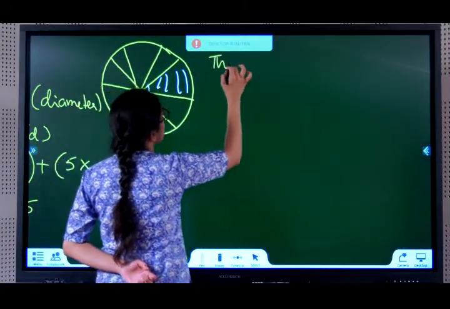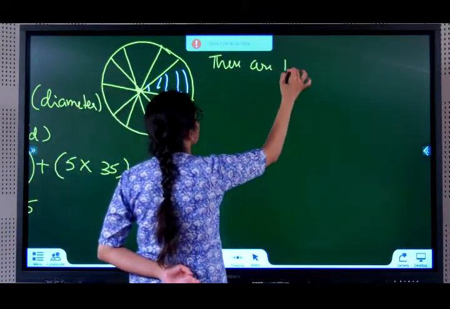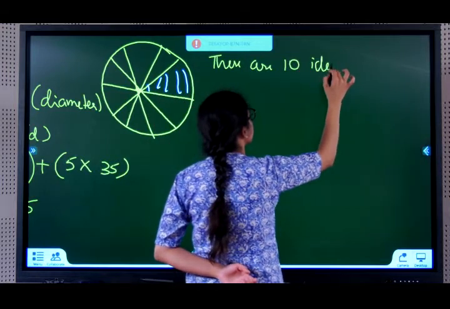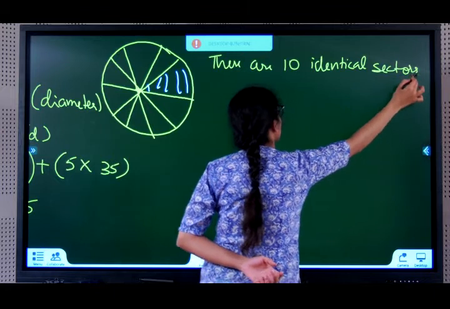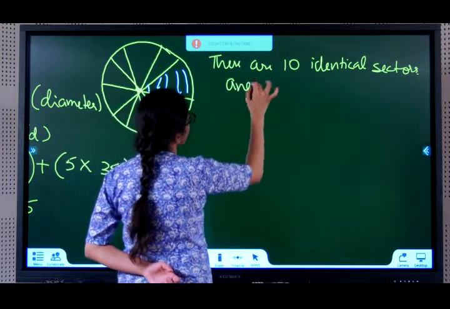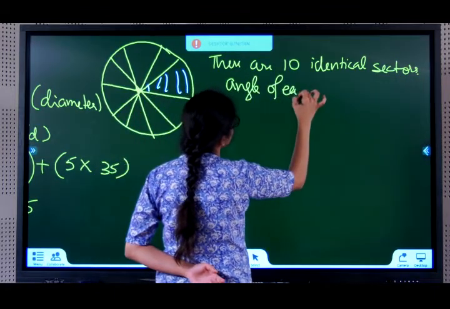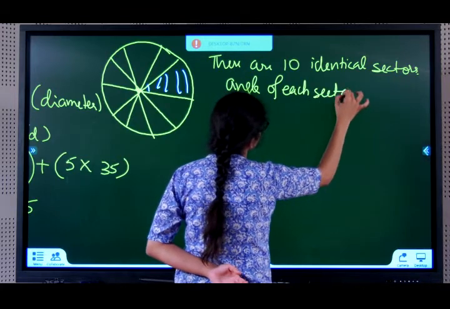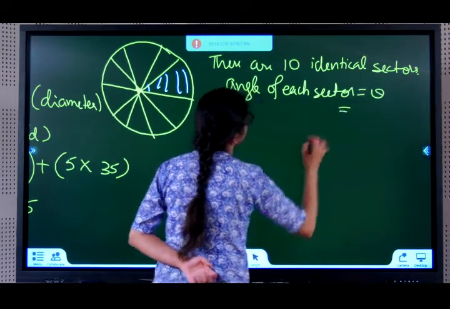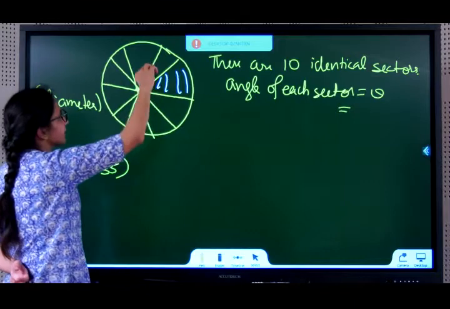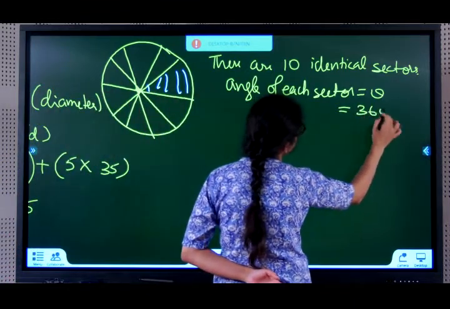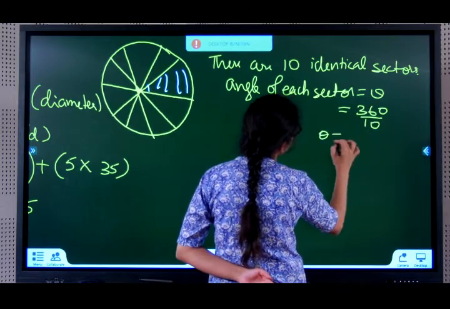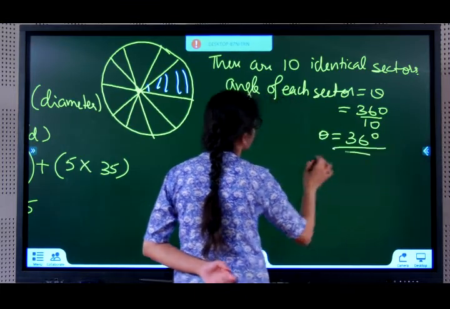Now they have asked to find the area of each sector formed by the brooch. There are 10 equal sectors. There are 10 identical sectors. Therefore, angle of each sector is theta. What is this theta? Full is 360 degree. It is divided into 10 equal sectors. So I can say this theta is 360 by 10. Or in other words, theta is equal to 36 degree.